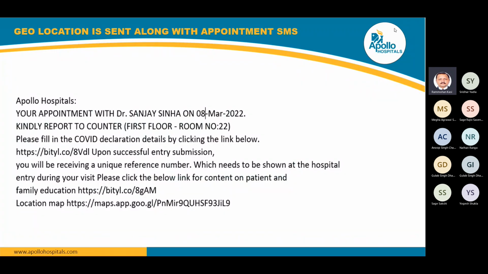And when they do online registration, they'll be getting this sample SMS. We'll say the appointment is with this doctor at this particular time and where they have to report. If it is multiple places, we'll say first floor, room number 22. And the COVID declaration link will also be sent, if they have to fill up the form online, and we'll give the location map also. And education related, as I said, we'll be sending a link like this. If it is related to Dr. Sanjay Sinha's specialty, whatever education we want to give the customer, even that link we'll be sending, so that they go through this and come prepared with whatever basic information they require.